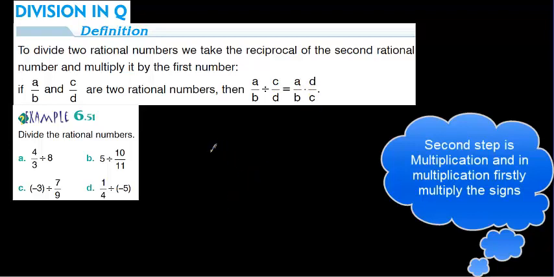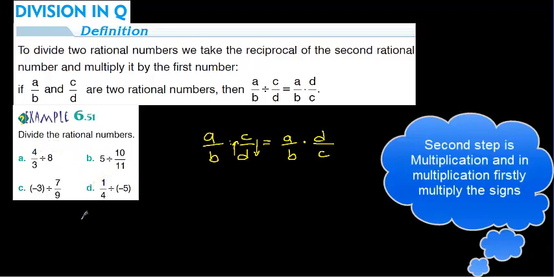What I mean, a over b divided by c over d is equal to, here it's written, I'm going to write the same thing. This part goes up and this part goes down, and it becomes like this: a over b times d over c. Okay, here we have some numbers, and we are going to divide rational numbers by integers.